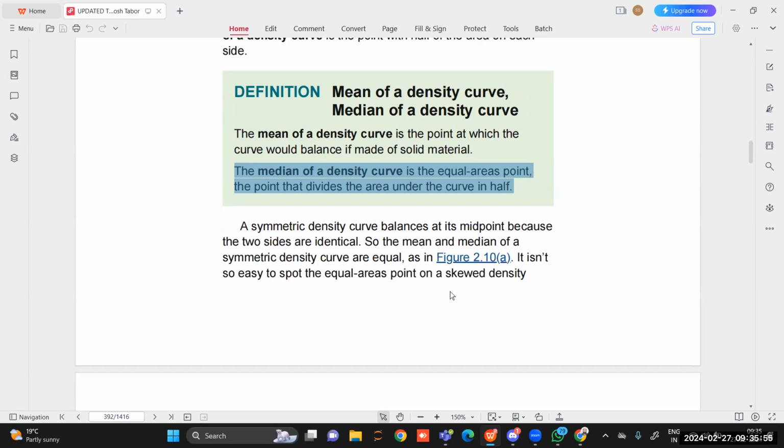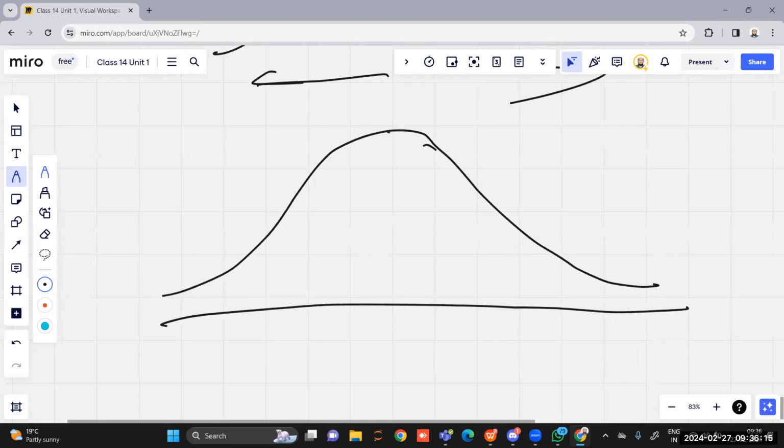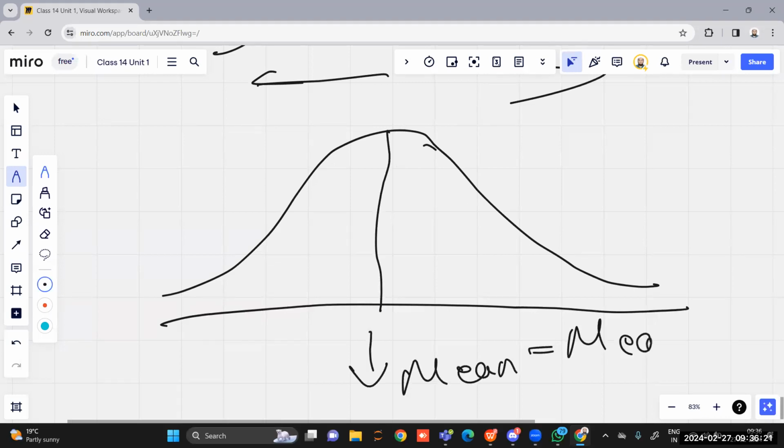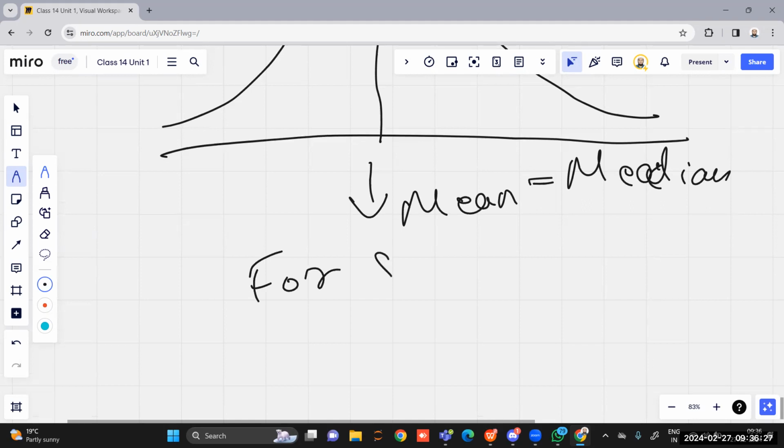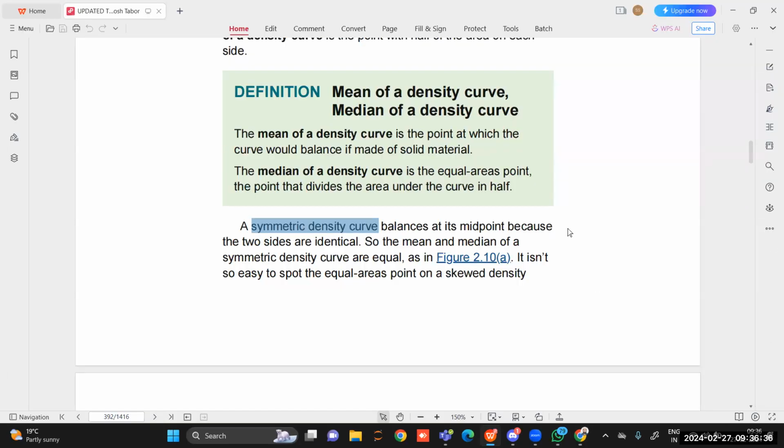A symmetric density curve balances at the median midpoint because the two sides are identical. Symmetric can mean roughly symmetric, or ideally symmetric. So the mean and median of a symmetric density curve are equal. It is also known as the Gaussian or normal distribution, a symmetric curve, where the mean and the median are exactly at the center and the mean equals the median. Remember this condition holds for symmetric curves.